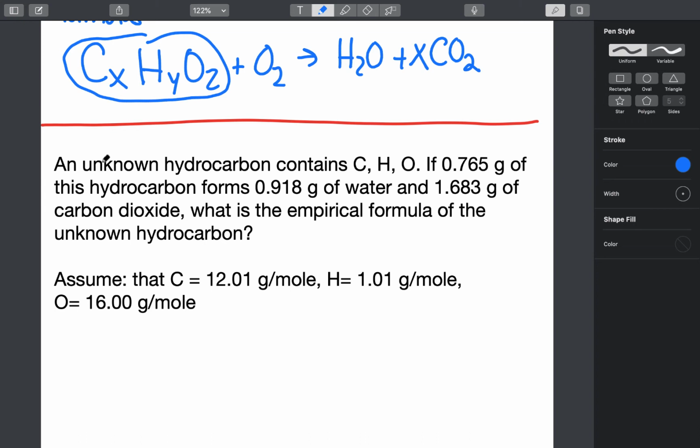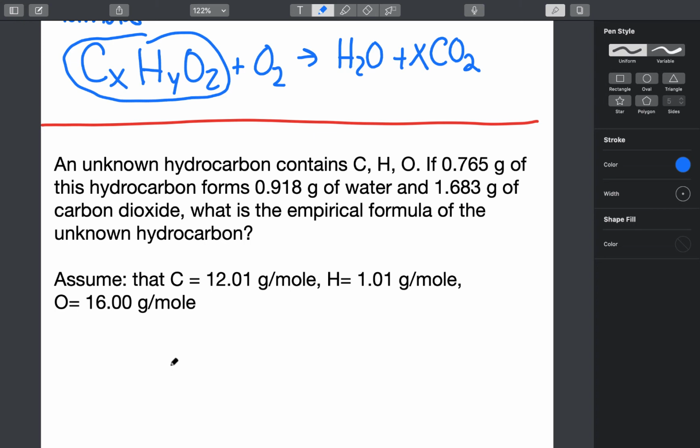So an unknown hydrocarbon contains carbon, hydrogen, and oxygen. If 0.765 grams of this hydrocarbon forms 0.918 grams of water and 1.683 grams of carbon dioxide, what is the empirical formula of the unknown hydrocarbon? And here we have the different molar masses that I want you to use.